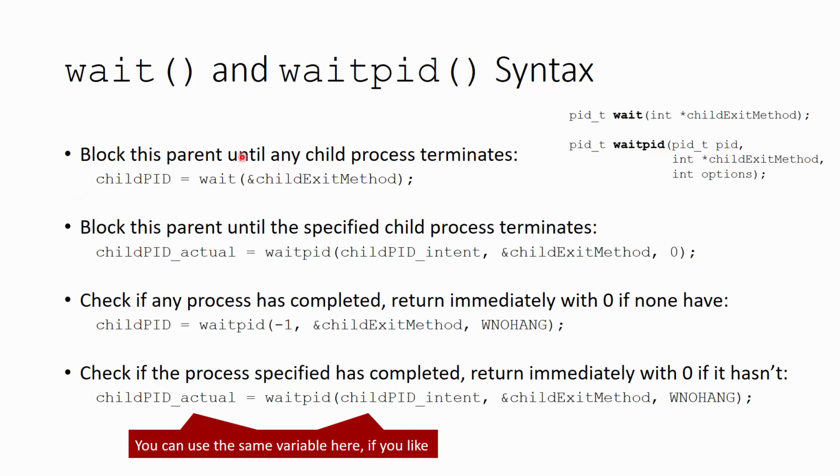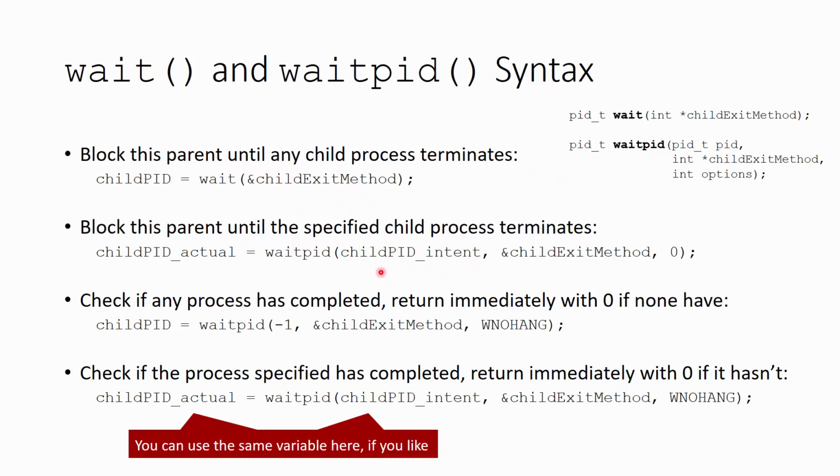So examples. This one blocks the parent until any child process terminates. This is the easiest case for calling wait. You call wait, pass in your variable that's going to be written to eventually whenever wait finishes. Once it does, then we get the child process written into here, and we can go examine child exit method to see what happened.